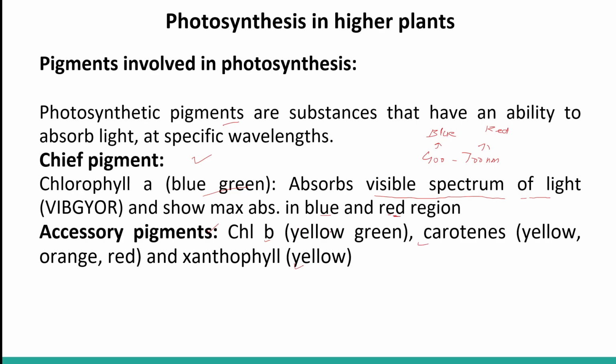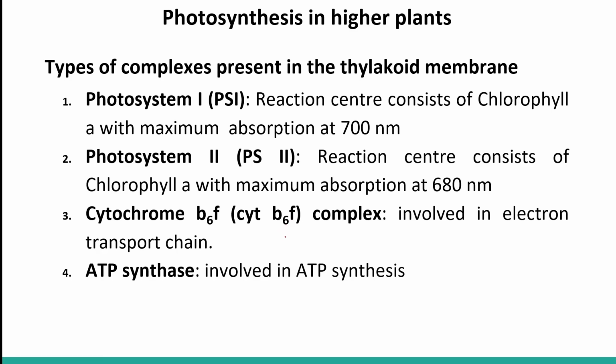So what is the role of these accessory pigments? These pigments absorb the energy from the sunlight in the form of photons, and they transfer this energy to the major pigment, which is chlorophyll A, which forms the reaction center. We will discuss the reaction center in later slides. So this is the role of accessory pigments. These are very important. They absorb the energy, and then they transfer the energy to the main pigment chlorophyll A.